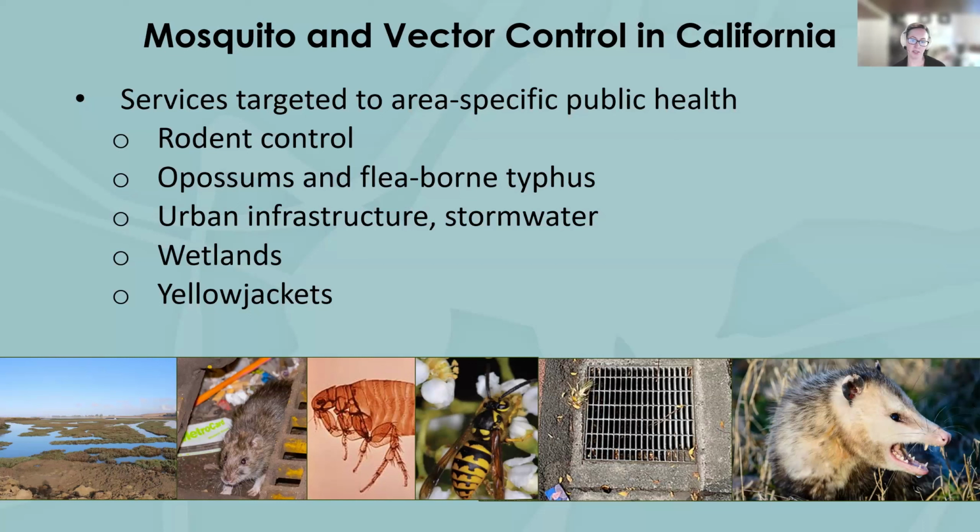So those people have had the opportunity to become experts in opossum biology and control. We also have lots of areas of the state where urban stormwater management becomes incredibly important for mosquito control. One of the interesting things my district does that not all districts do is yellow jacket surveillance and control, particularly in the Tahoe area. And various parts of the state also deal heavily in wetland management.